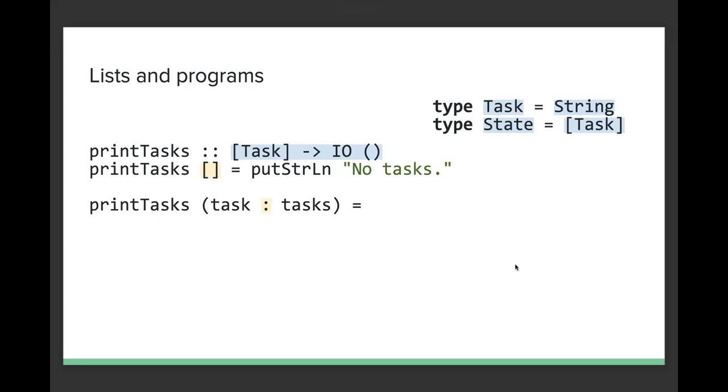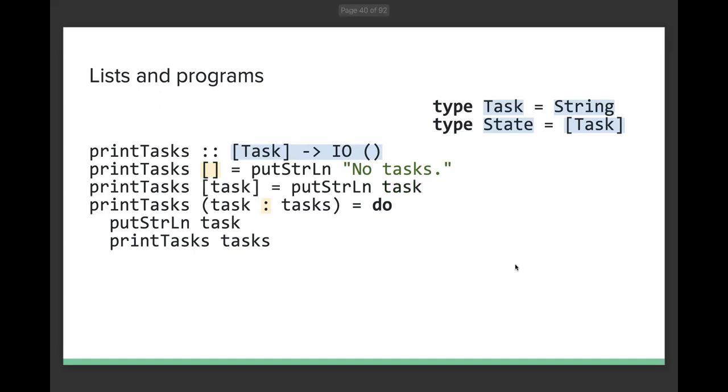Okay. Now, if there is at least one task, then we can use the do notation to first print the current task and then recursively print the rest of the tasks. Right? Very easy, right? Now, of course, if we leave it like this, then we will always have no tasks as the last entry, right? Which is probably not what we want. So to fix this little issue, we can add one more equation. If we have a list with exactly one task, then we just print that task. Okay, but this is a minor thing.